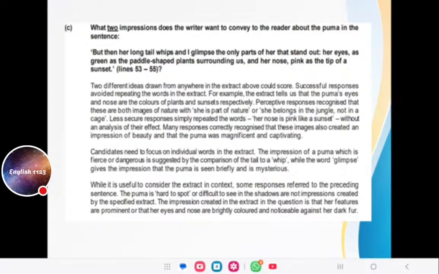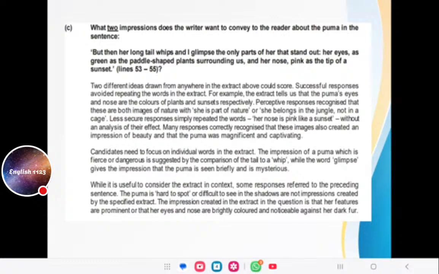Instead of taking out impressions from the given extract, they just went back to the previous one and they came out with the impressions from that. You have to take out impressions from the given sentences only. You cannot bring forward something from the previous or the later part of the text.